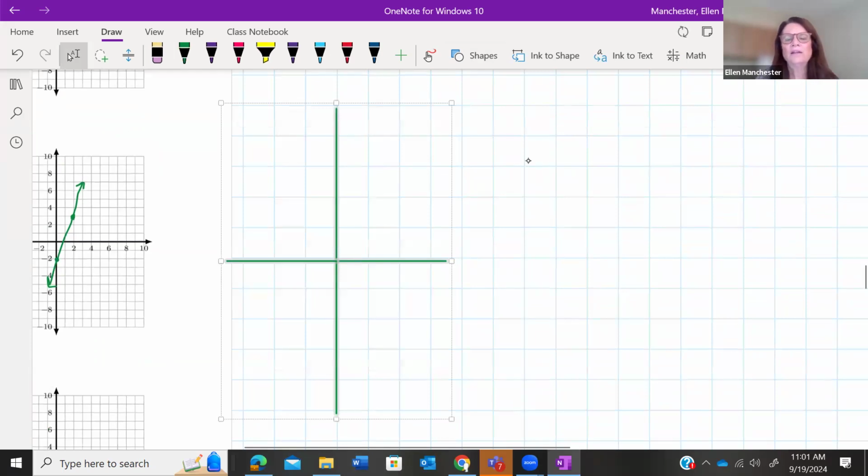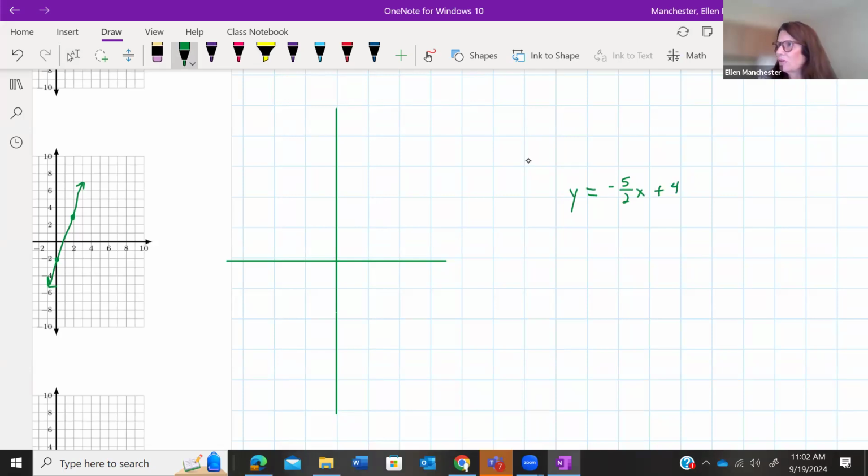Let's say I had an equation, y equals -5/2x plus 4. And let's say that my graph only goes this high, right? 1, 2, 3, 4, 5. That's as high as it goes. So the way that I'm teaching you, I said, okay, our y-intercept is at (0, 4) and my slope is -5/2, right?